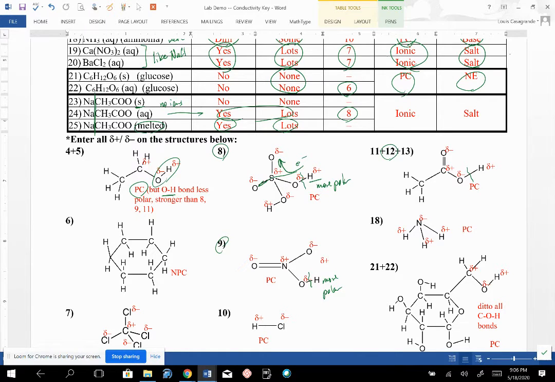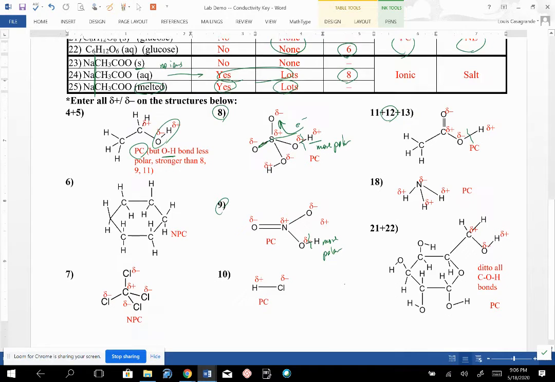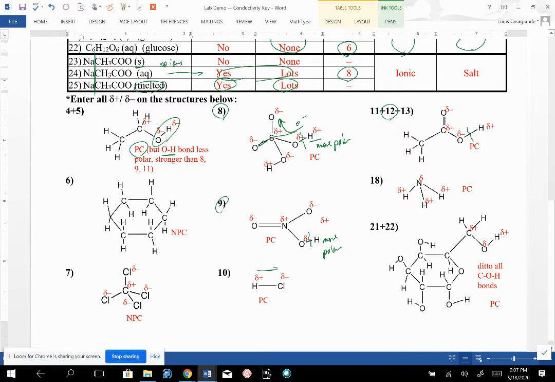The same thing happens in number 10, where the chlorine is pulling away enough of the electrons from the H plus that we can break that bond in water. So this is how we can make acids from polar covalent molecules.